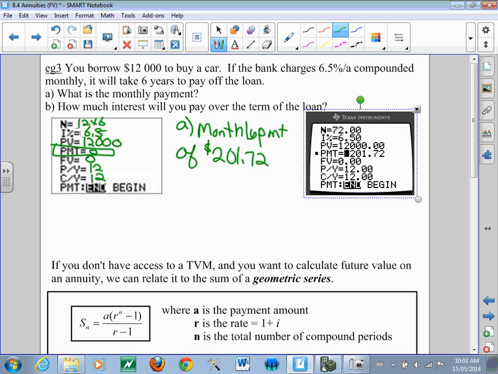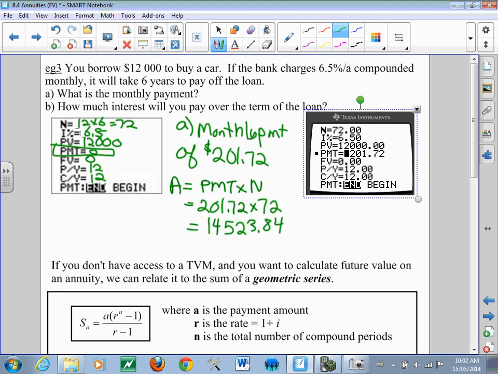Okay. Well, just remember your final amount, just like we did on the last page, is your payment amount times the number of payments you did. So the payment amount is $201.72. Times it by 72 payments. Okay, which is right there. Okay, and that equals $14,523.84. Remember, ladies and gentlemen, the bank is going to make money off you.